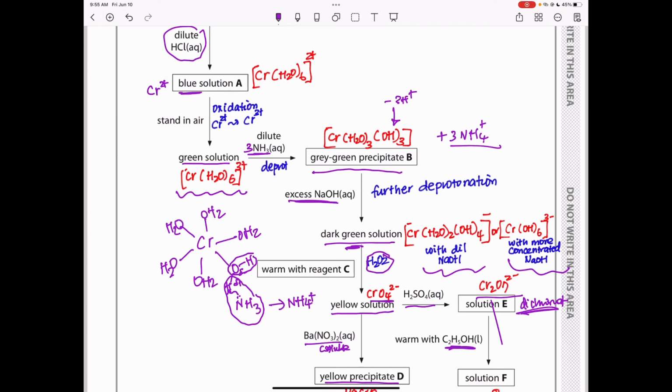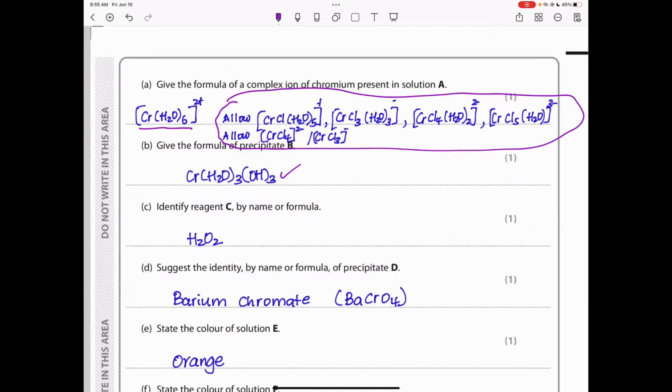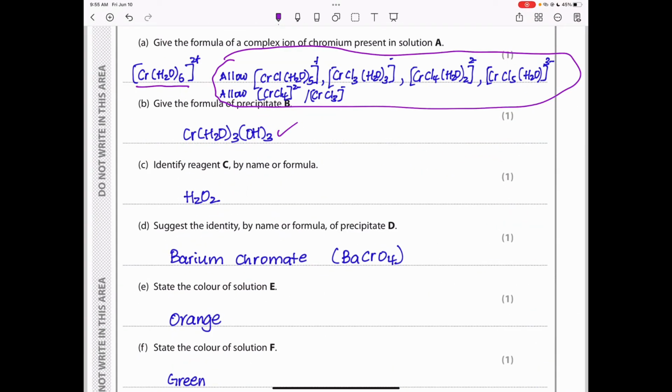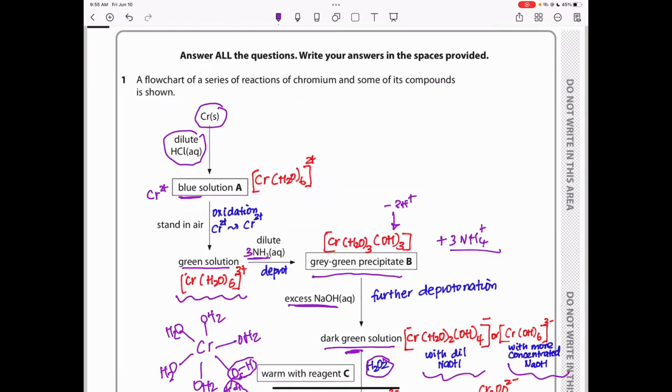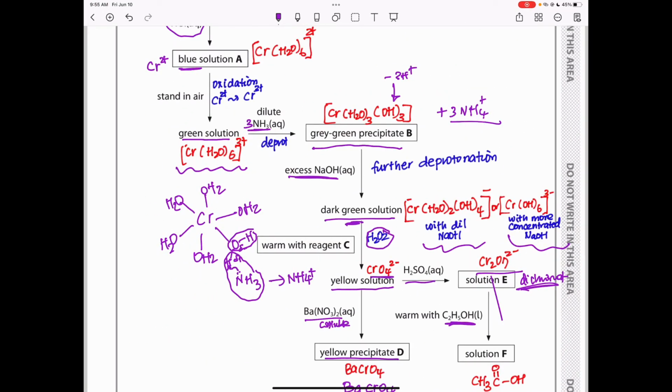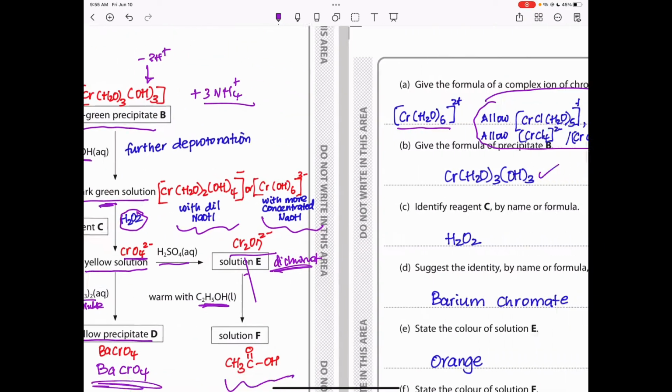And again, oxygen in air cannot be used to oxidize chromium 3 to chromate 6, so that should be hydrogen peroxide. Next, suggest the identity by name or formula of precipitate D. Of course, that is barium chromate, because the barium nitrate reacted with something containing chromate, so barium chromate, which is a solid. Next, they say state the color of solution E. Solution E, of course, dichromate 6, that is going to be orange.